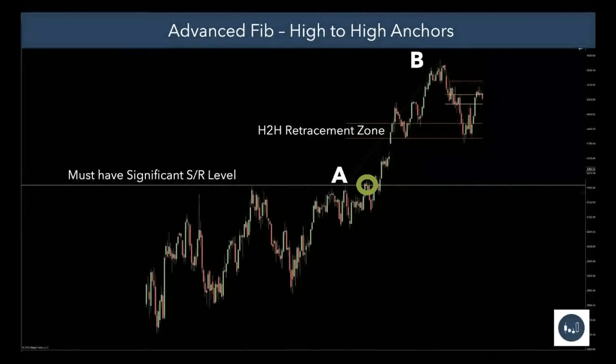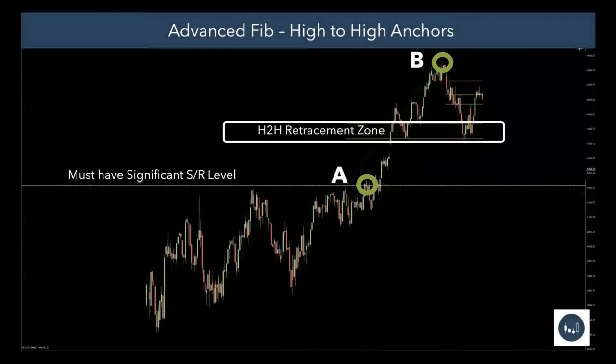Then I've taken it up to the next high. Okay, and that's a little easier to find. There's no other requirements other than you go from high to high, and you can see that the price came down into the retracement zone.